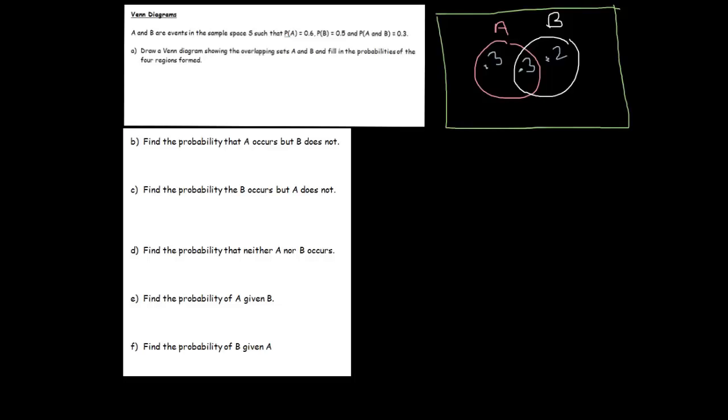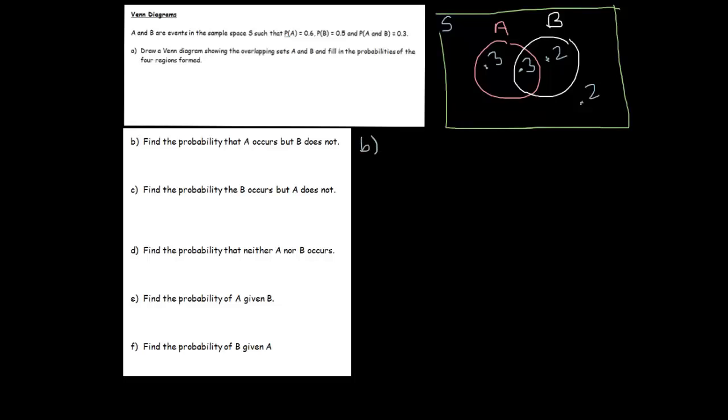And keeping in mind that everything in the sample space, which we'll call S, has to sum to 1, we know that 0.3 plus 0.3 is 0.6, plus 0.2 is 0.8. That means that everything on the outside of both circles, the events that are in neither A nor B, is 0.2. Now we really did most of the hard work. We can answer these questions pretty quickly now.